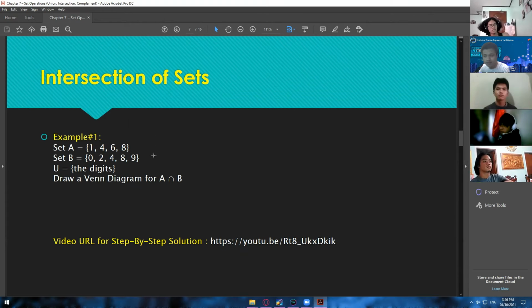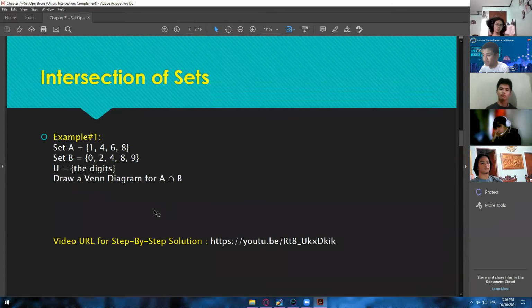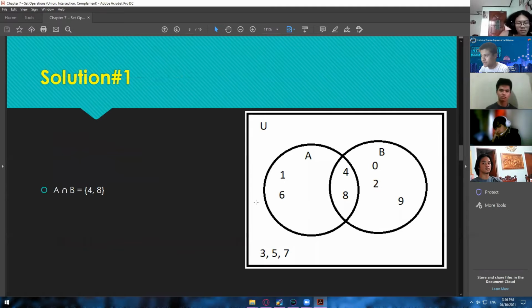So intersection is just this one only. You could say that this one is a lot easier to identify than a union, since for a union we need to combine everything. But in here, all we need to do is check their commonalities. Set A has 1, 4, 6, 8, and set B has 0, 2, 4, 8, 9. And then U is the digits, ranging from 0 to 9. So draw a Venn diagram for A intersection B. So here is the solution for this one.